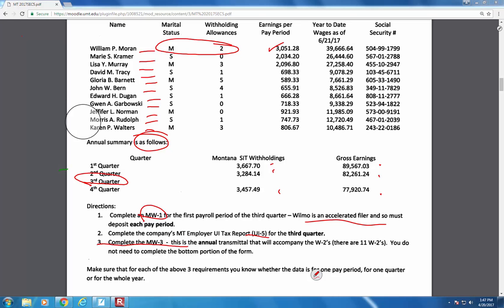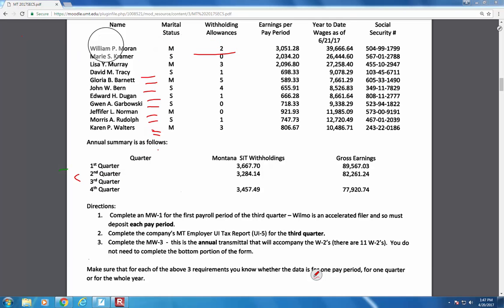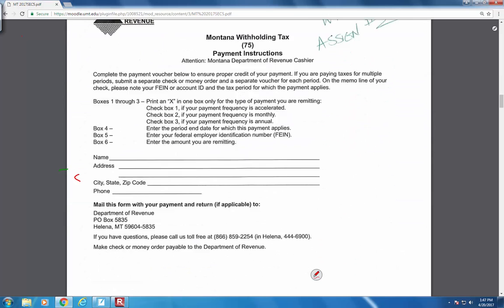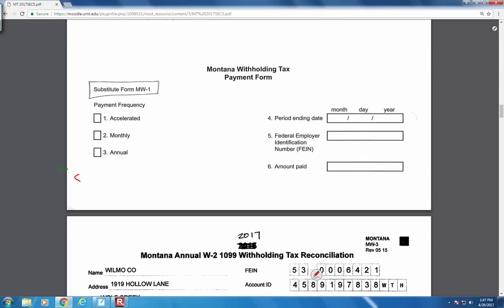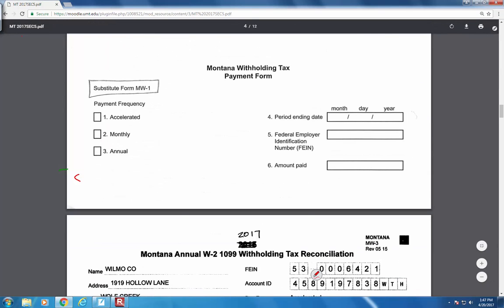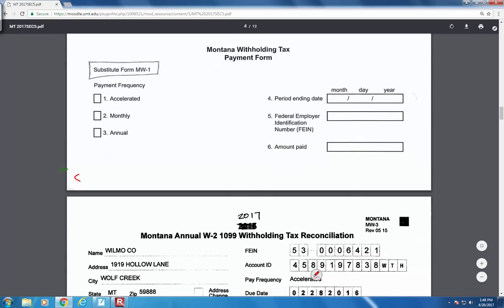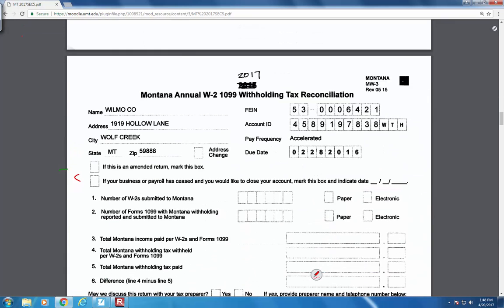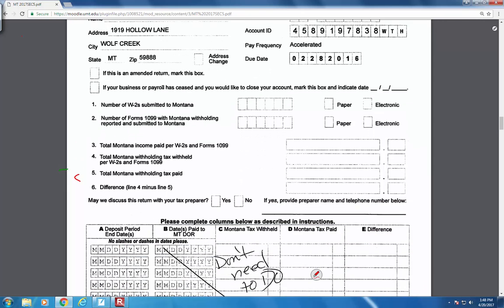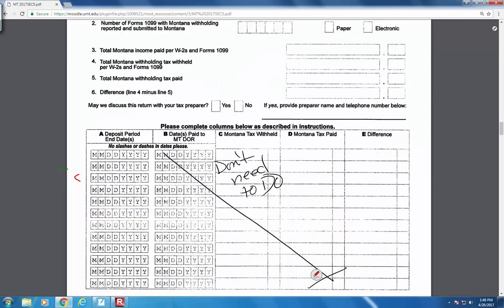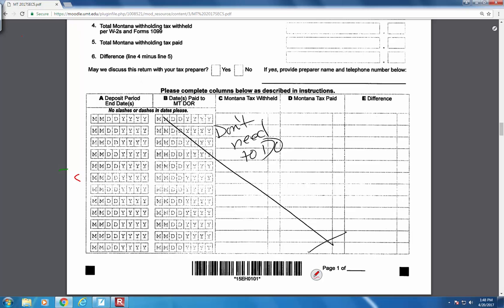The forms are right here. Here's the MW1. So you'll just print that and fill it out manually. Here's the MW3. Print that out and fill it out manually. And you can see that I told you you don't need to do all the day-to-day reconciliations because that's busy work.